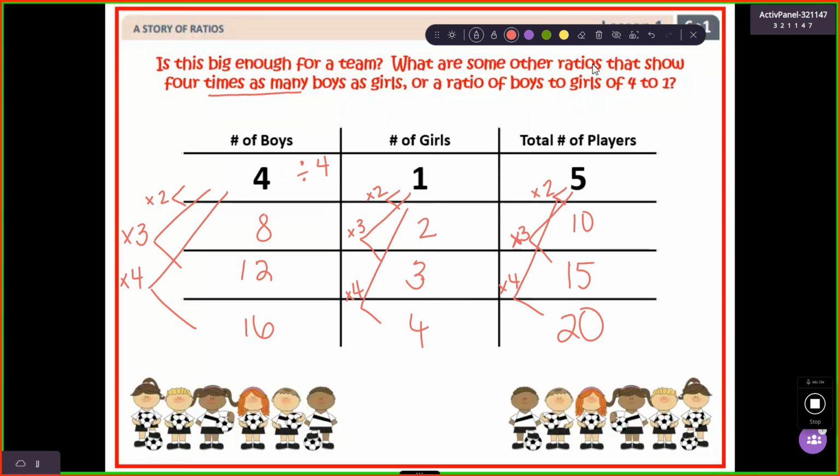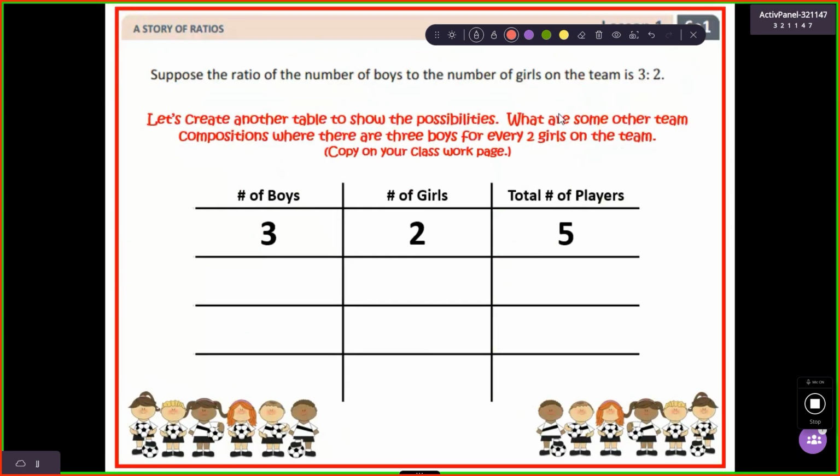So, I'm going to delete that. We're going to do it again. Suppose the ratio of the number of boys to the number of girls on the team is 3 to 2. What category did they say first? Boys. What was the next category they said? Girls. They said it in that order. Boys to. So that means my number order over here, it's 3 boys to 2 what? Girls.